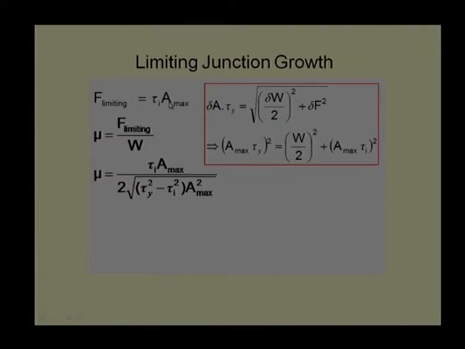I can substitute this tau I into A max over here, and W after rearranging can be represented in this form: 2 square root of tau y square minus tau I square in brackets, multiplied with A max square. This A max will cancel out, and we will get an expression in terms of shear strengths: shear strength of the interface and shear strength of the soft material. That is the difference we are pointing out.